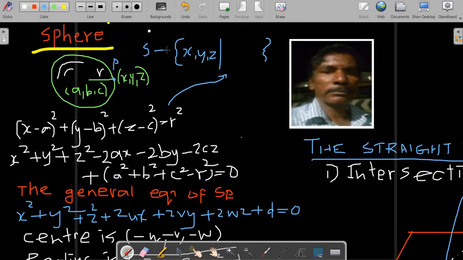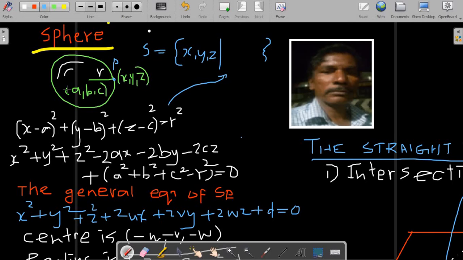That is the set of all the points on the surfaces. That's what you have to understand. So the set of all the points x comma y comma z, for some a, b, c and r, if those x comma y comma z satisfy this equation, then definitely that will give you the surface points on this particular geometrical picture, which we call the sphere. That's what we have to understand.